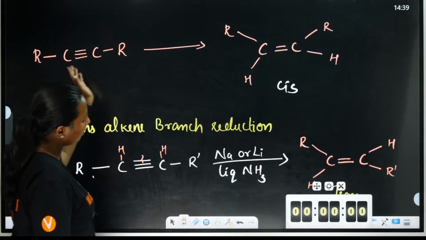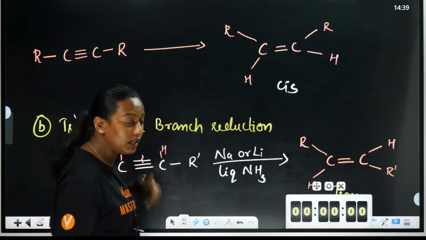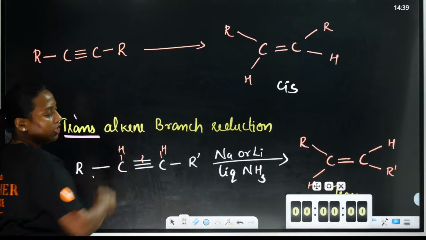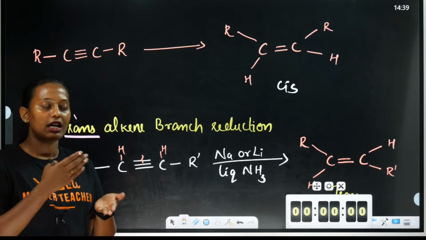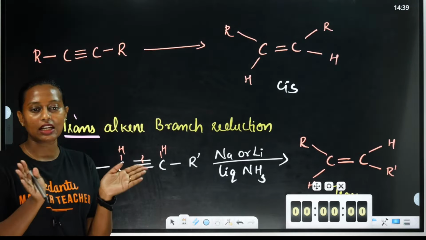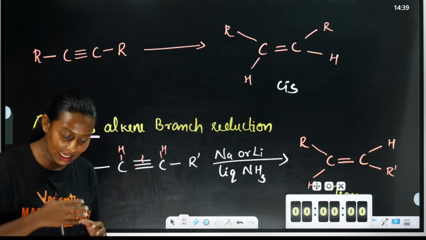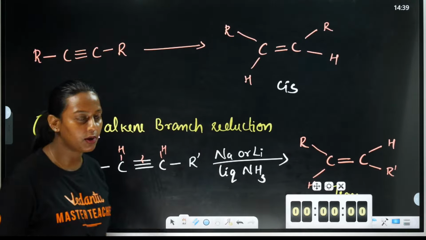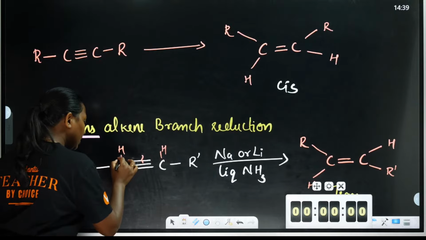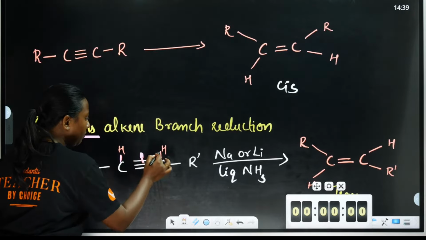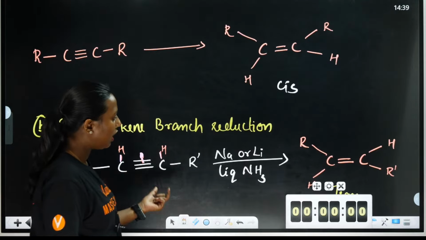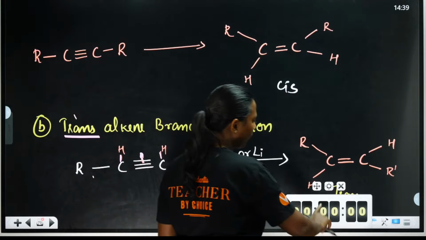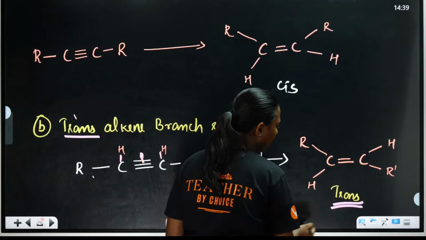So what happens here: in cis, the carbons form on the same side, and here we have got cis. But we need trans. Trans means the branches should be on the opposite side, the same branches on opposite sides. So this bond will break, hydrogen will come here, and the double bond will change. Here trans will form.